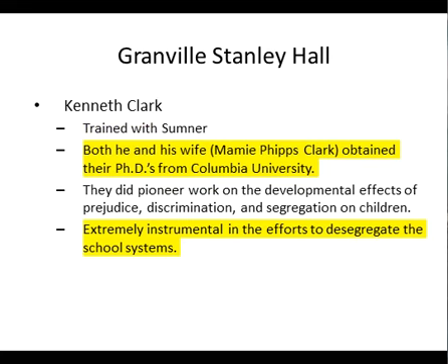Then we have Kenneth Clark, who also trained with Sumner. Both he and his wife, Mamie Phipps Clark, obtained their PhDs from Columbia University. They did pioneer work in the developmental effects of prejudice, discrimination, and segregation on children, and they were extremely instrumental in the efforts to desegregate the school systems. You may be familiar with one of the studies they performed dealing with the black and white baby dolls. We won't go into detail there, but they're the ones responsible for that research, and that research to some extent was used to help end segregated school systems.